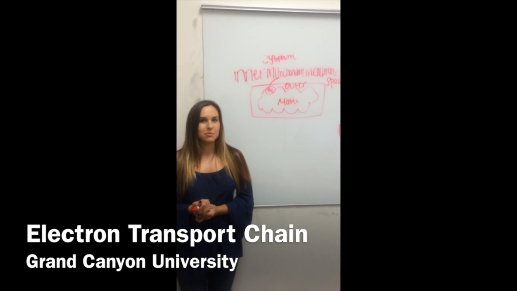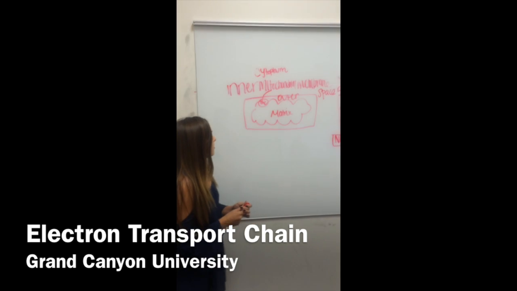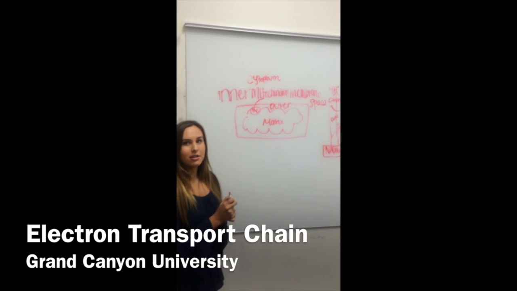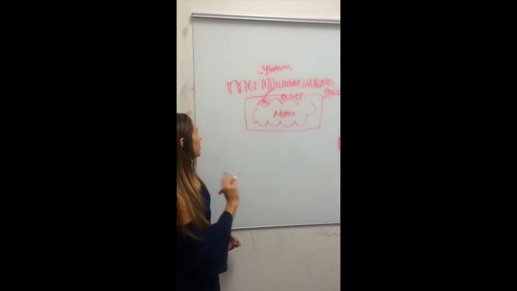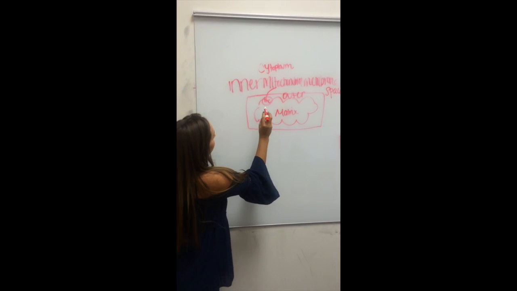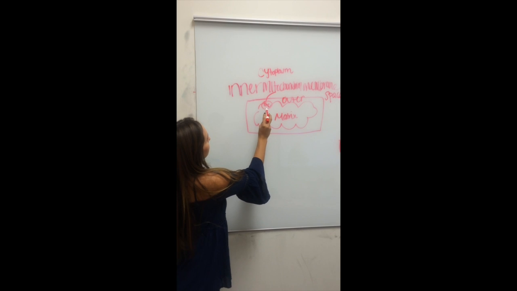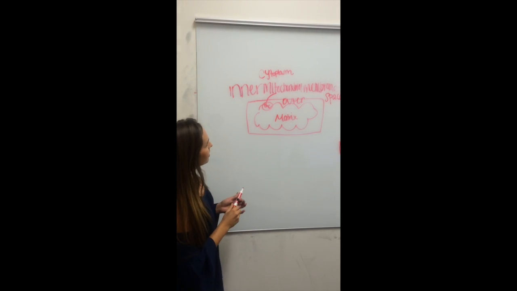Phosphorylation in the electron transport chain. Okay, so oxidative phosphorylation and the electron transport chain are interchangeable phrases. They mean the same thing. It takes place in the mitochondria, specifically in the intermitochondrial membrane space, which is right there.